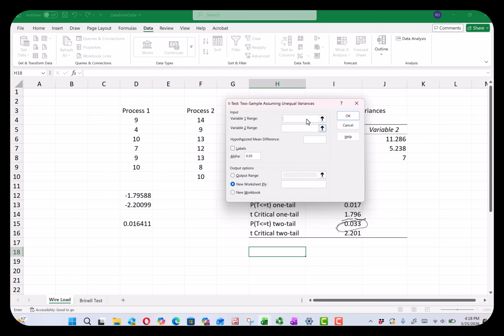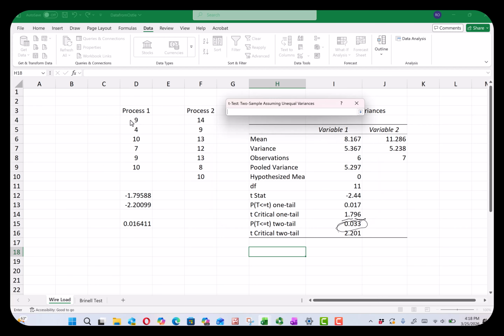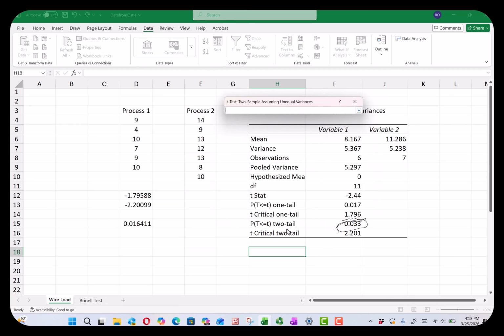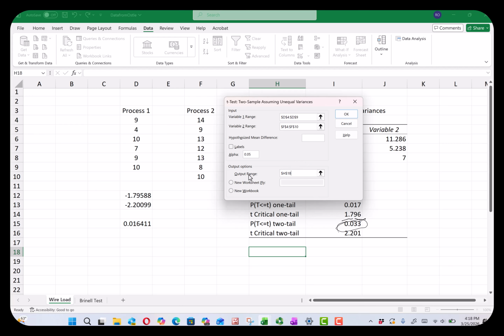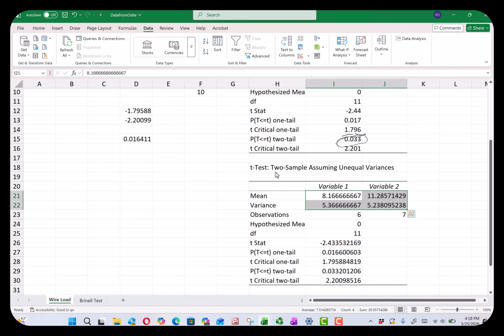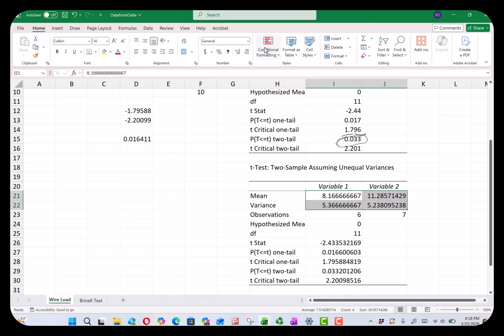Do the same, Mark, process 1, process 2, and I'm going to put the output range just below the table that we have, and we leave the alpha level the same, and this is assuming unequal variances. Take some decimal places off.